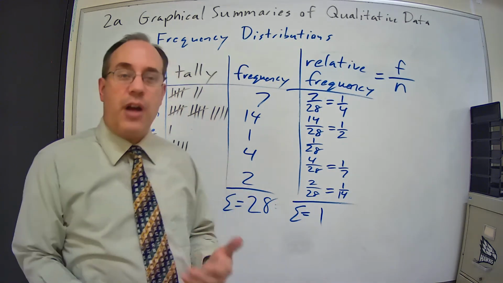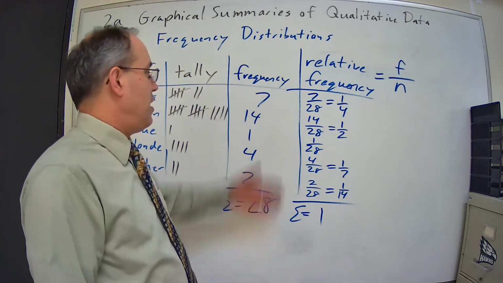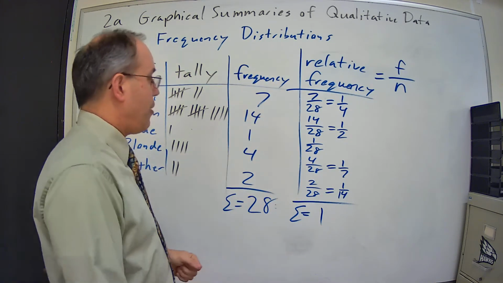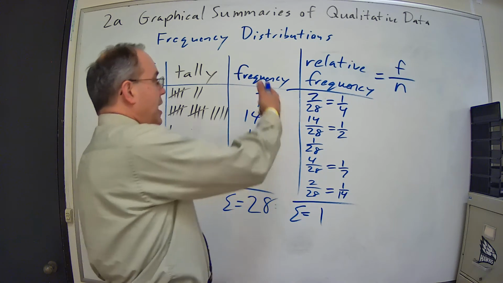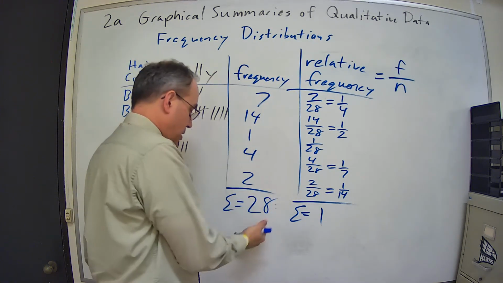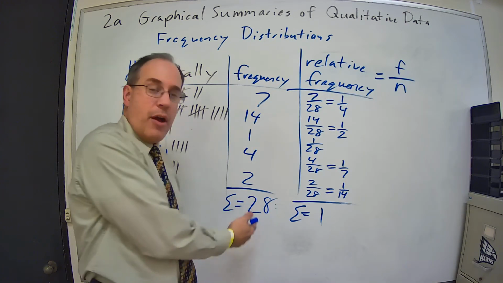I've had students come to me and ask me, I can't figure out what's going on. What happened? Why didn't my number come out right? And it turns out when they summed up their frequencies to get their sample size, they came out with the wrong number.